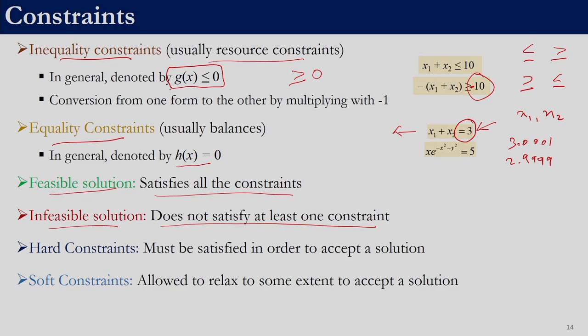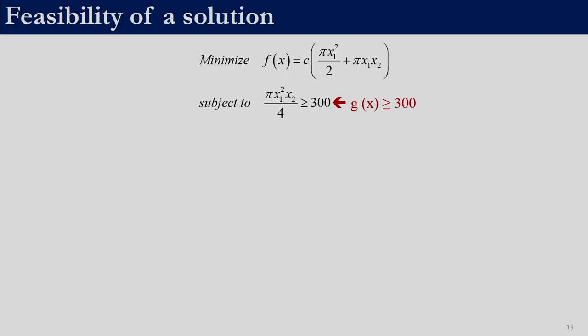And again, constraints can be classified as hard constraints and soft constraints, right? Hard constraints are those that have to be satisfied for a solution to be accepted. Soft constraints are those which can be allowed to relax to some extent to accept a solution, right? So let's look at a couple of examples to understand the feasibility of a solution. So here we have the objective function, right? The decision variables are x1 and x2, right?